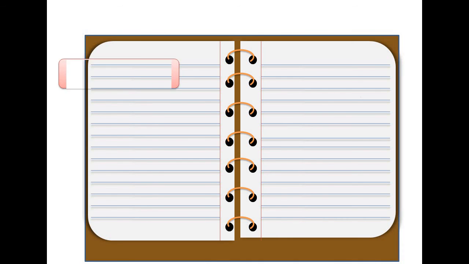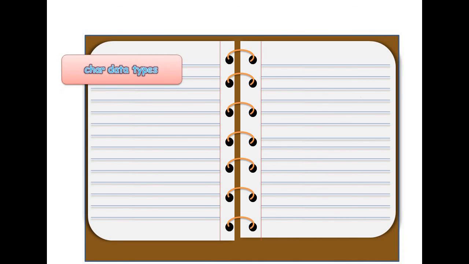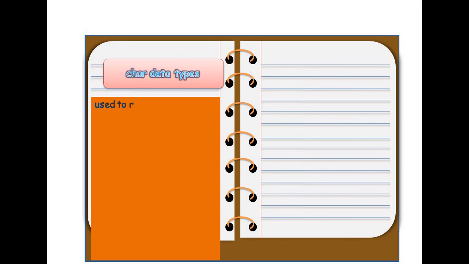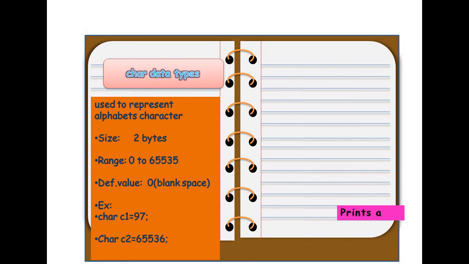The next one is the char data type. The char data type is used to represent alphabetic characters. The size of the data type is 2 bytes, and it ranges from 0 to 65535. Java is used to represent Unicode characters, so the range is 0 to 65535. C and C++ represent only 256 characters, 0 to 255. The default value is a blank space.